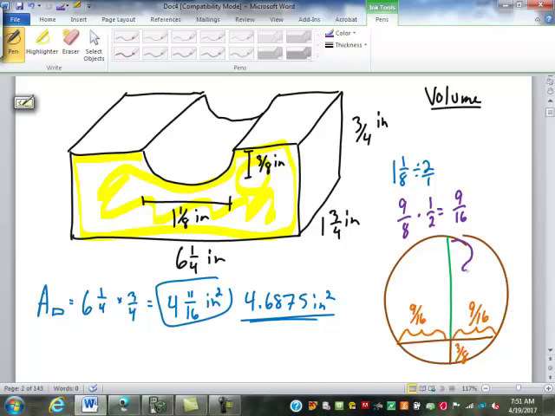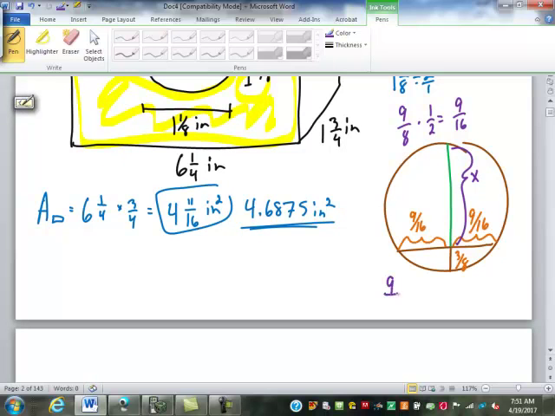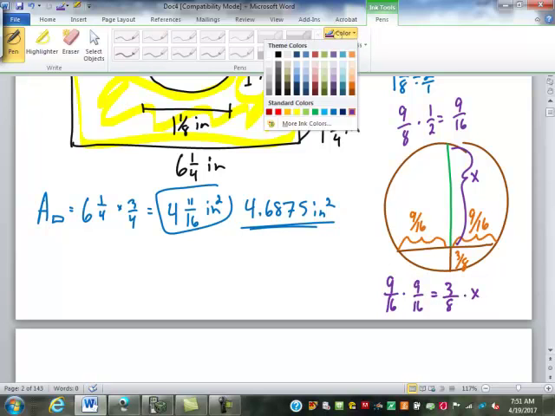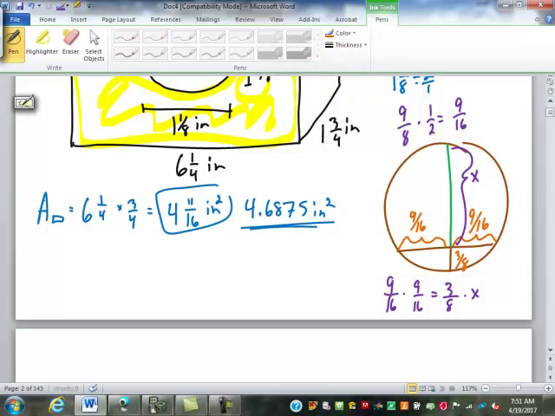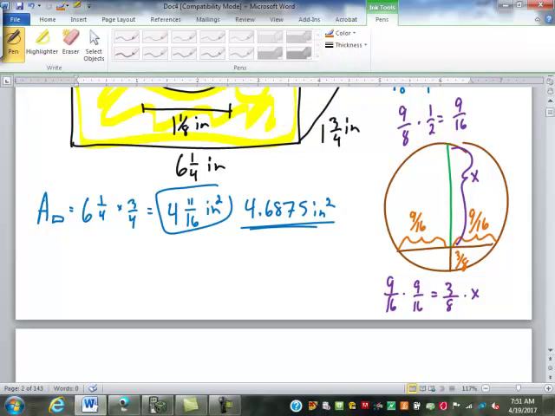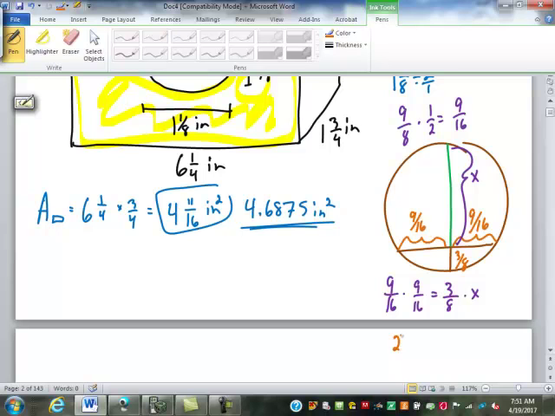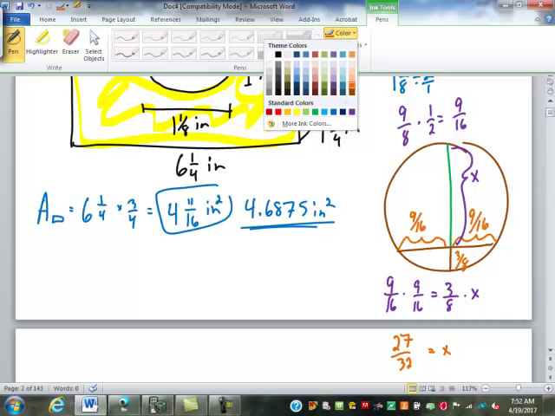And then, of course, we are looking for x here. So how do we find x? Perfect. 9/16 times 9/16, which is 81/256, divided by 3/8, which is what, 27/32. Does that work? So x is 27/32.